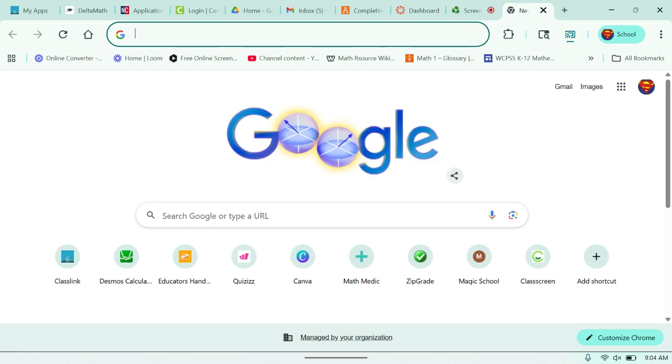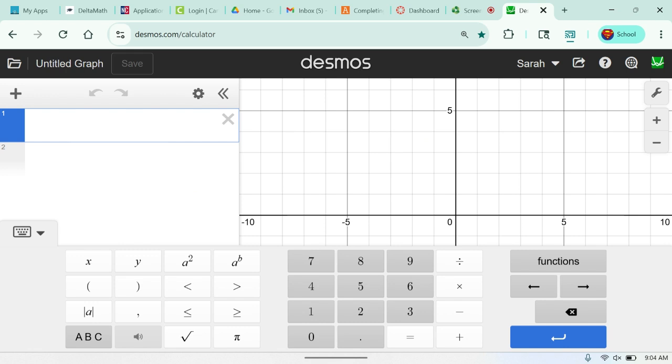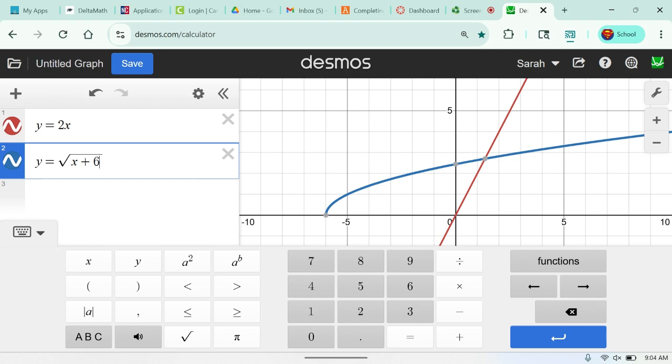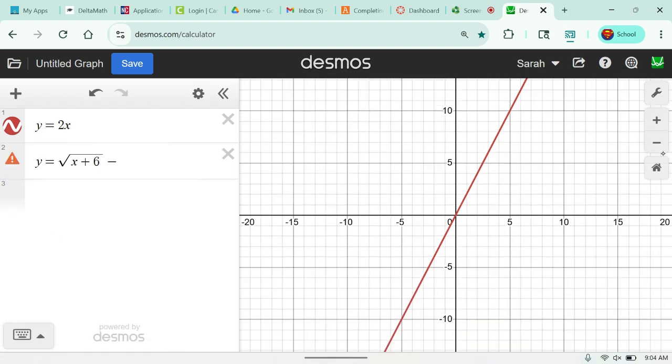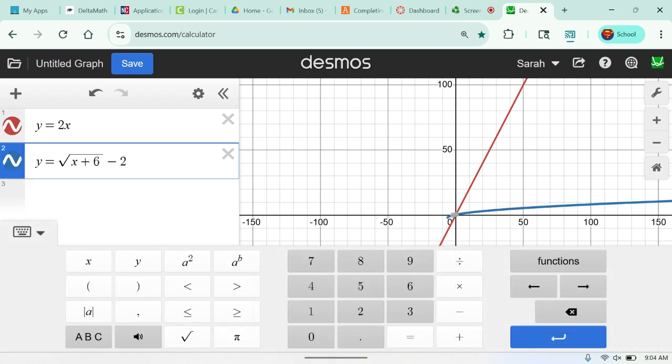So let's just check in Desmos real quick. And you don't have to do this. I'm just going to write it in. So I have y equals 2x and y equals the square root of x plus 6 minus 2 on the outside. So if I zoom out a little bit, I didn't type the 2, I know. There it is.